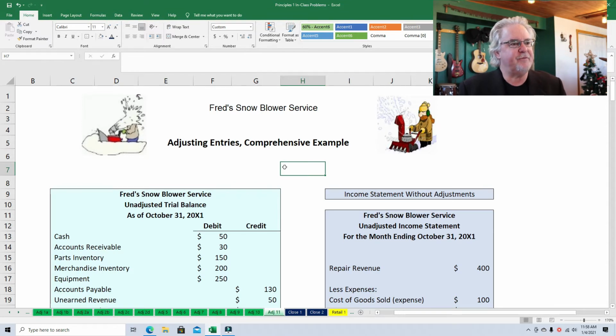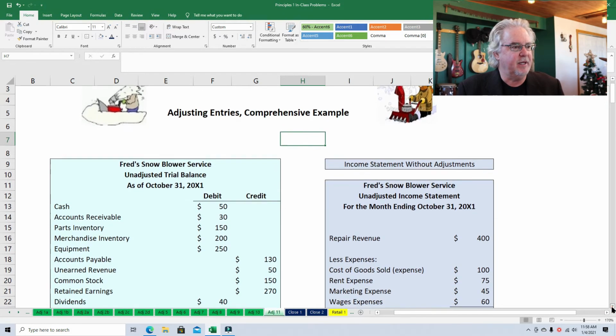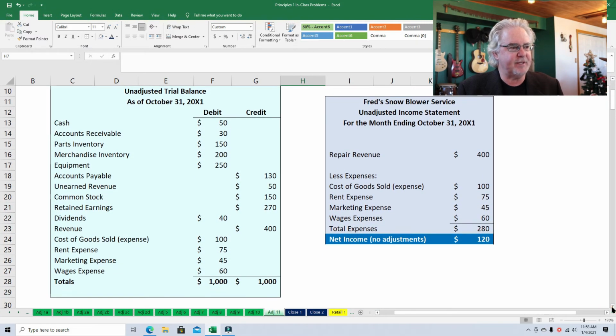So here we go. We've got Fred's snowblower service. And on the left-hand side of the screen, we've got a trial balance. And this trial balance, it's simply all the accounts added up, their balances, and the accounts are listed out, whether it's a debit or a credit. It all balances out. In fact, it balances out to a perfect $1,000. Now, what I did is I went ahead and made an income statement without doing any adjusting entries at all. And the reason why I did this is I just want to compare the income statement that has not been adjusted with an income statement that is adjusted, just to show you that it can make a world of difference here.